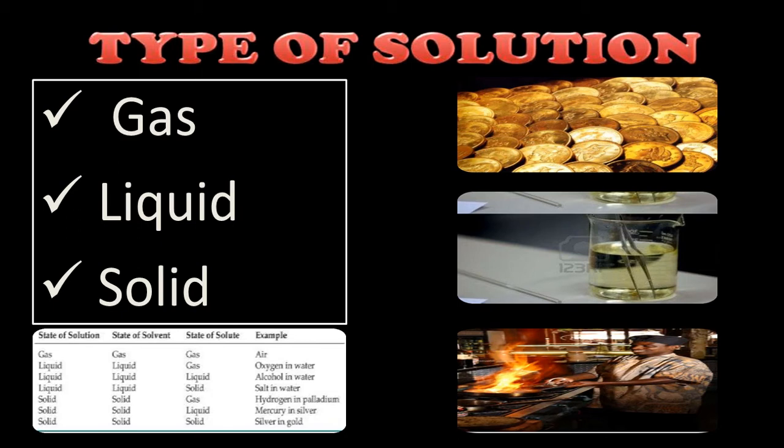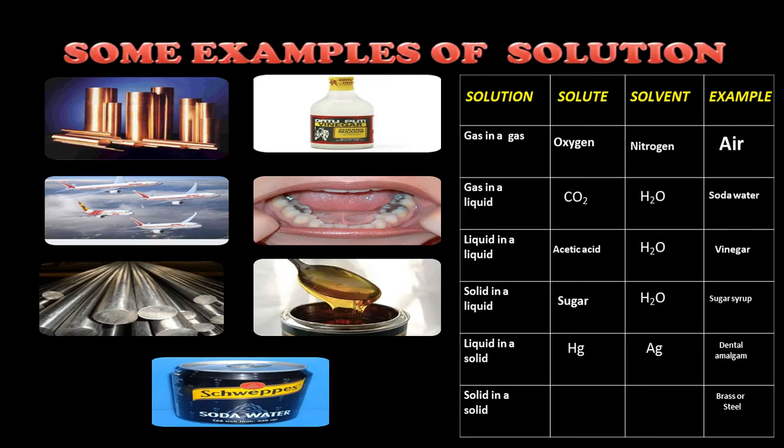Hydrogen in palladium: hydrogen is a gas and the solvent is a solid metal, so the state of the solution will be solid. We have mercury in silver, a liquid dissolving in a solid, so the state of the solution will be solid. If we have silver in gold, both are solid, so the state of the solution is solid. Look at the table in front of you. We have here the solute in gas state and the solvent also gas, so all are gas.